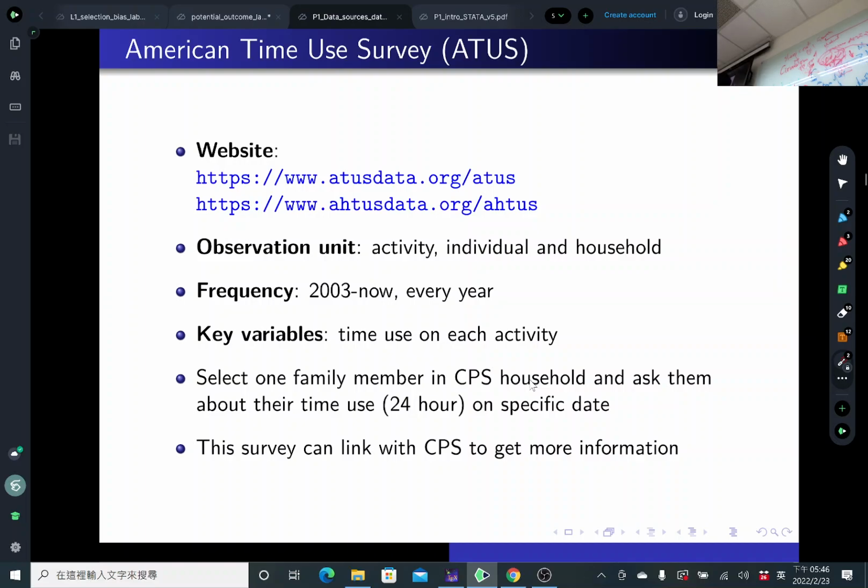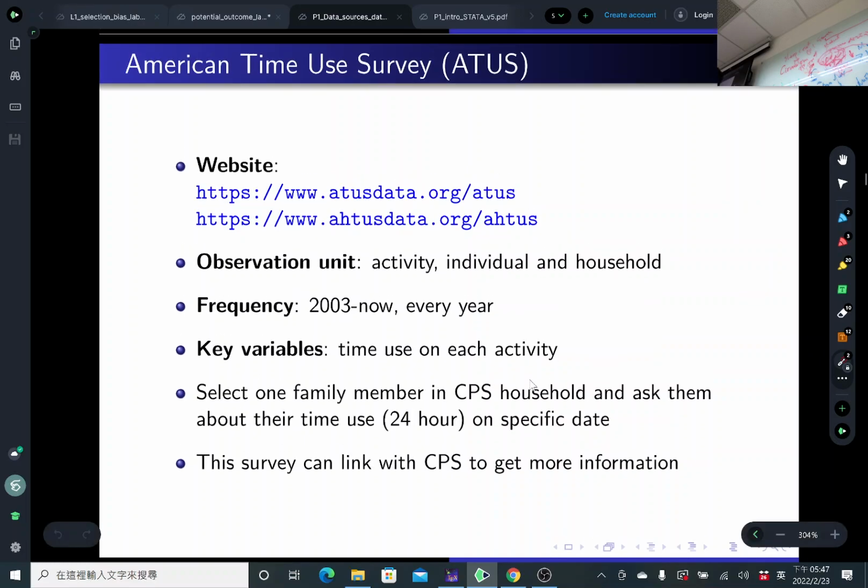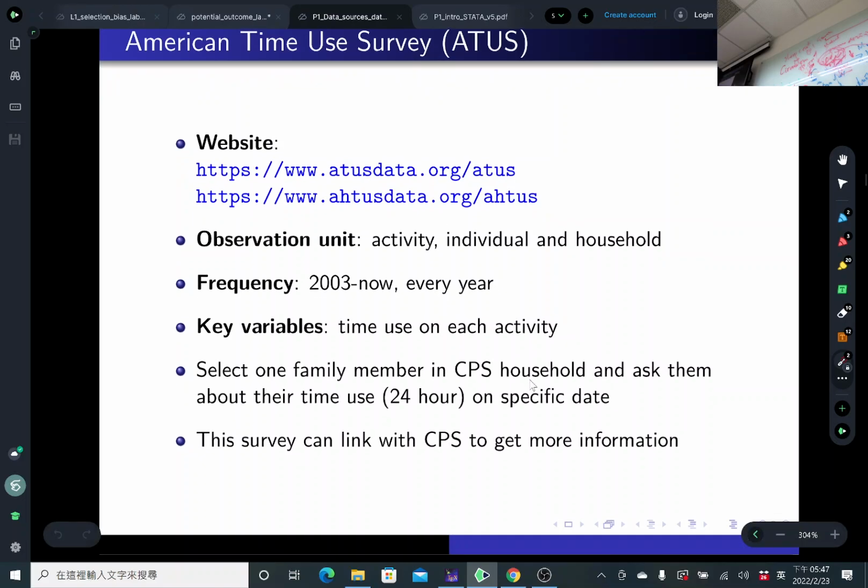allocation. That means they ask very detailed questions, from 10 p.m. to 6 a.m., each hour, what activity you do. So maybe during that period you sleep, so you need to record you are sleeping. Or maybe you play with your kids. They will record like this. Okay. And this will link with the CPS data to get more information. So it's quite an interesting data set, the American Time Use Survey.